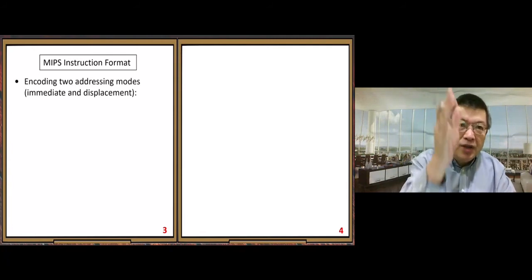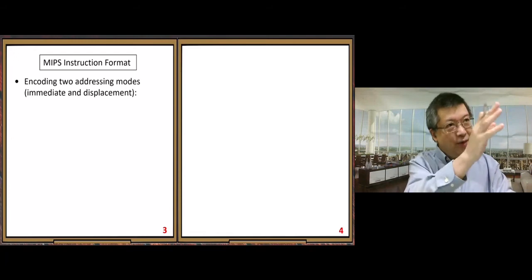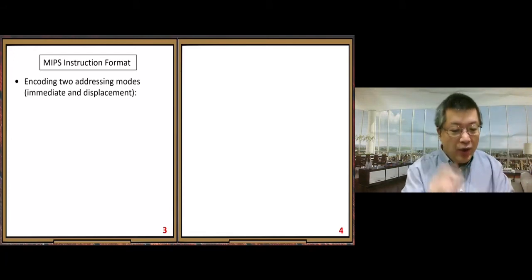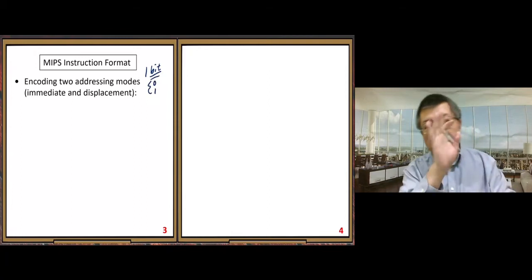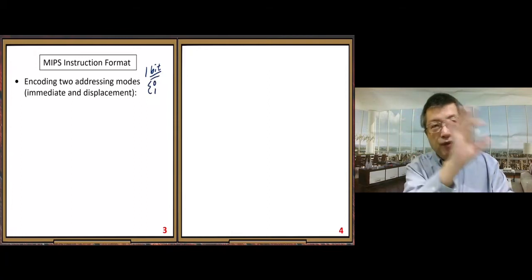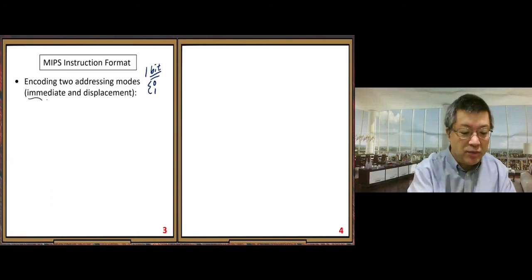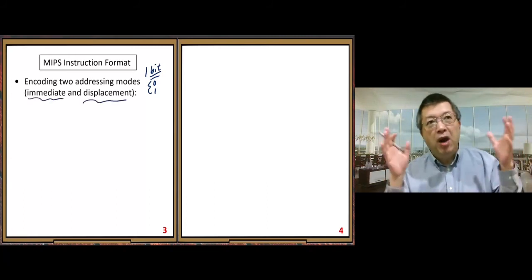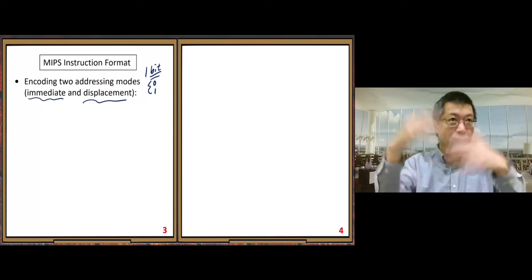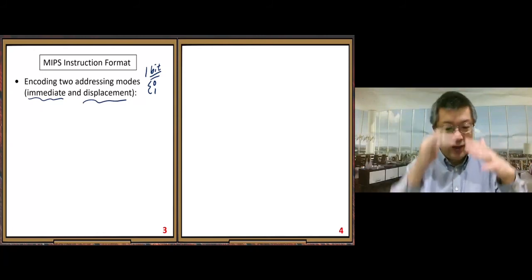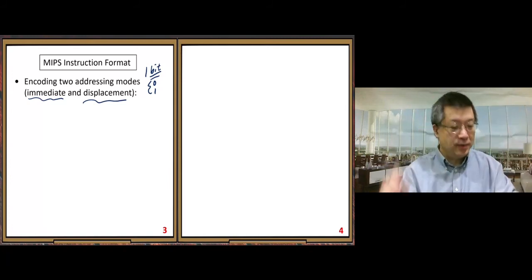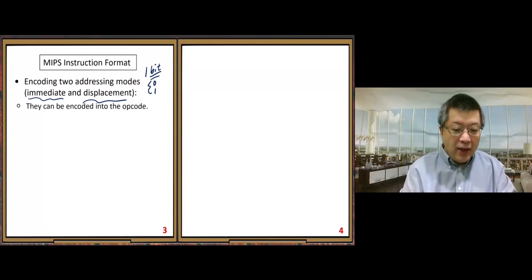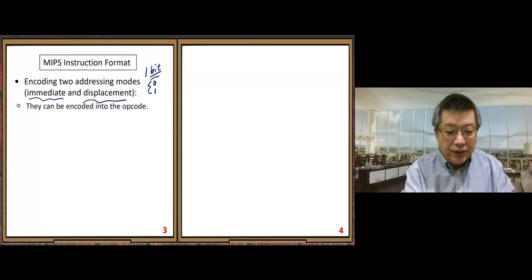Encoding two addressing modes. Going back to the previous slide, we need to use 1 bit. Why? 1 bit, 0 or 1, encodes two different addressing modes, immediate and displacement, because they both belong to the same type, I type. How do you separate them? 1 bit. So 1 bit can encode two addressing modes, and they can be encoded into the opcode.